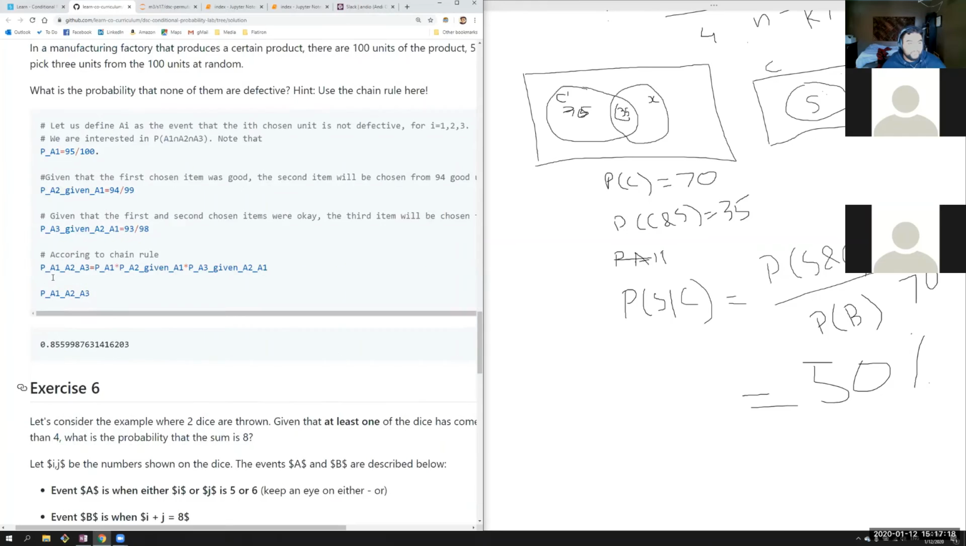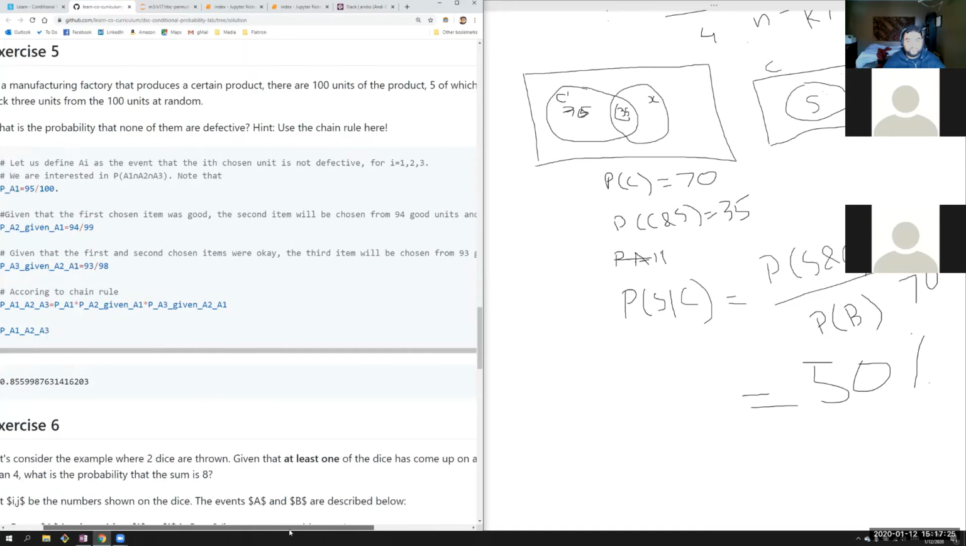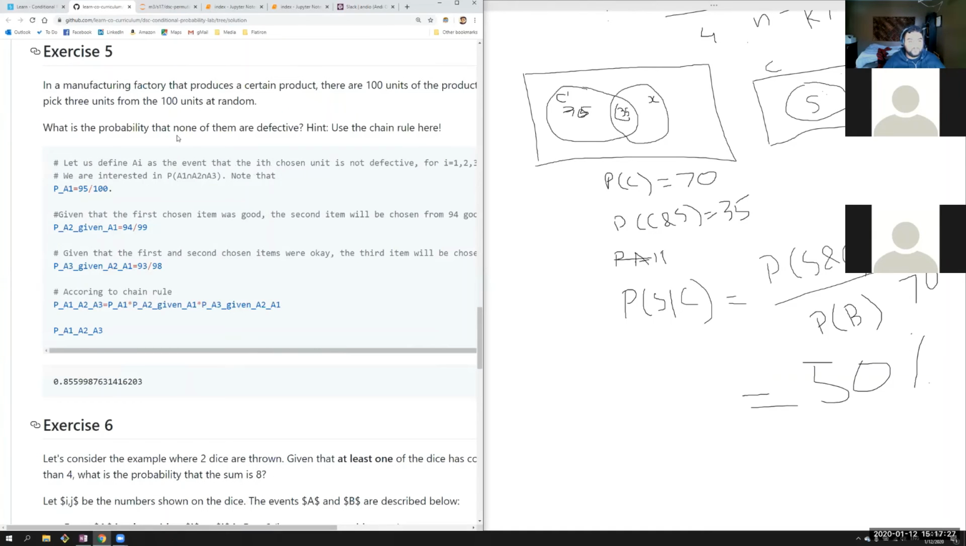In a manufacturing factory that produces a certain product, there are 100 units of the product, 5 of which are defective. We pick 3 units from 100 units at random. Oh, this one was messy. Okay, what is the probability that none of them are defective? Hint, use the chain rule.